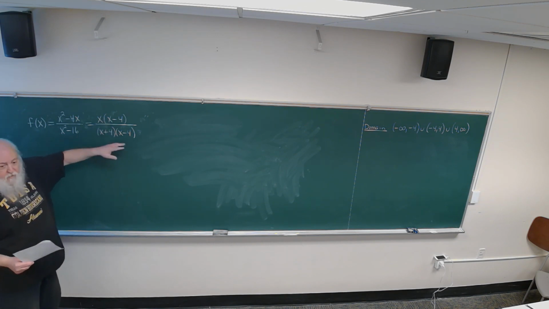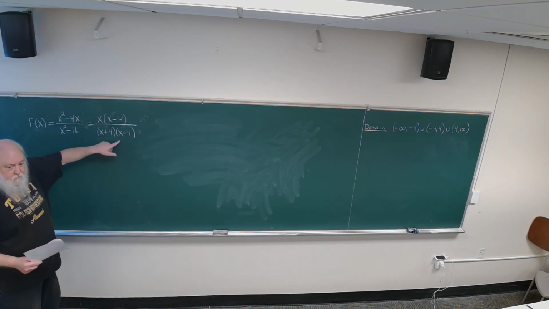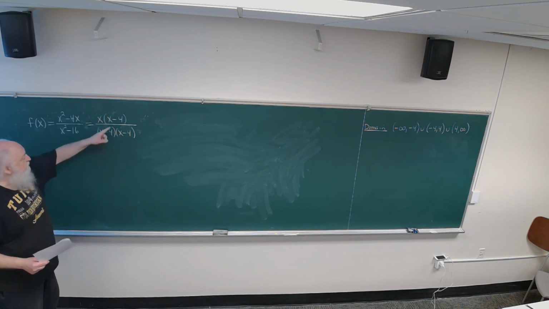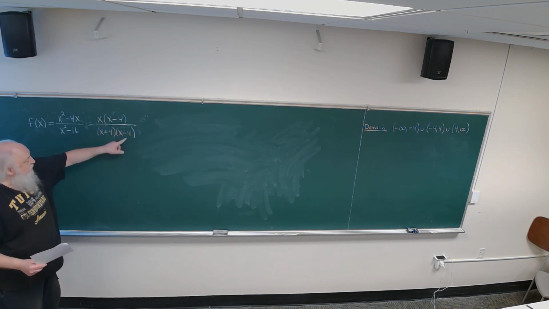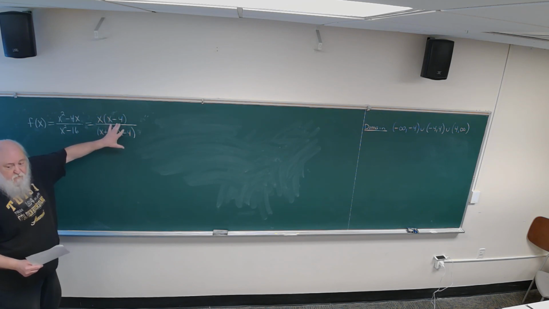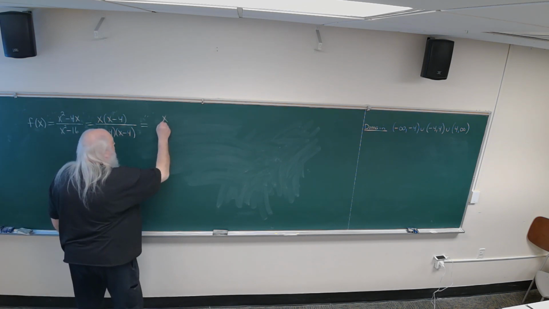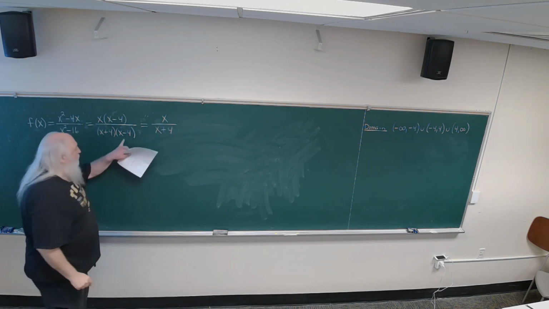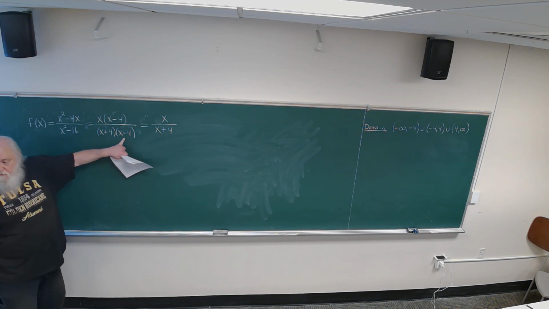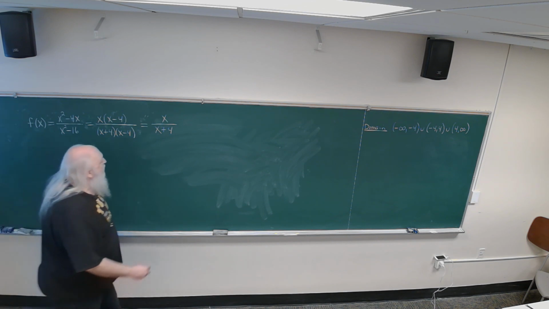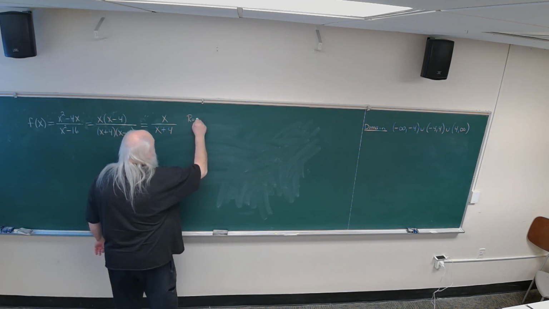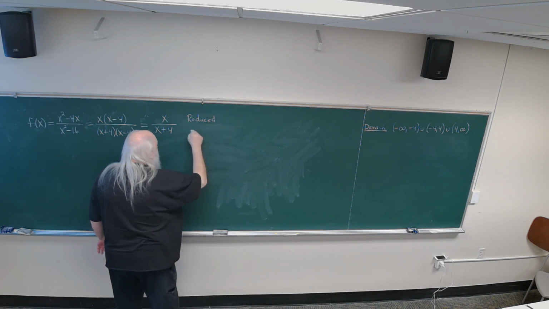And from section 1.5 in the semester, when we were reducing rational expressions like this, we said we could cancel out the common factor x minus 4 in the numerator and denominator as long as x doesn't equal 4. Okay. And so this simplifies to x over x plus 4 as long as x doesn't equal 4. Okay. If x equals 4, we get 0 over 0, which is undefined. Okay. And so we call this reduced form.